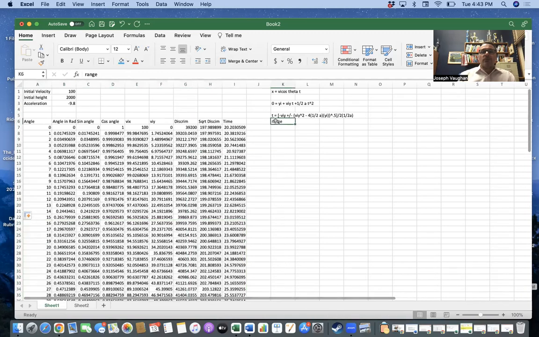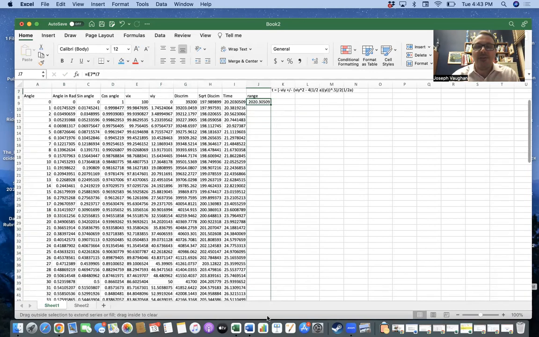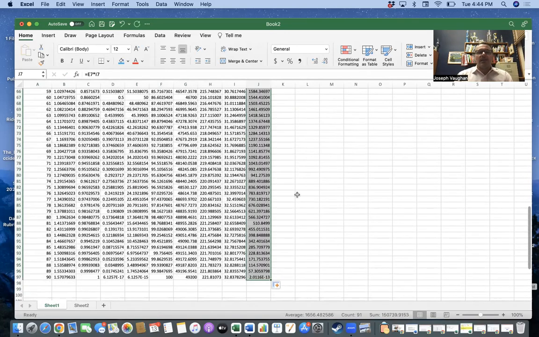So then range. How am I going to do the range? Well, the range is just equal to VIX times the time. So there we go, VIX times my time. Okay. And that's what I've got. Now, here's the interesting thing. We know that as angle increases, VIX decreases and time increases. There's going to be somewhere where we get that maximum. So I'm just going to fill in this entire column up to 90. And there we go. Let's look for it.